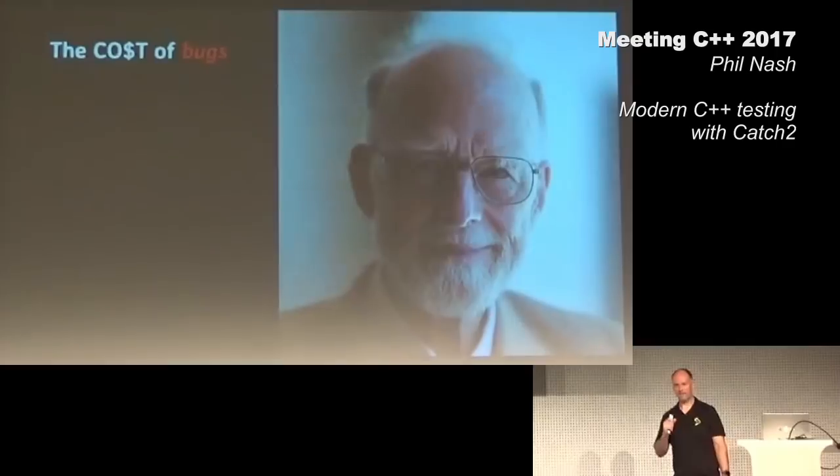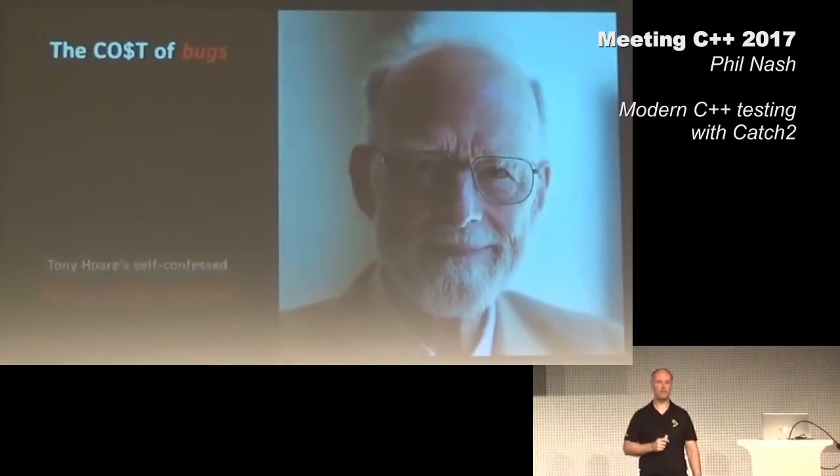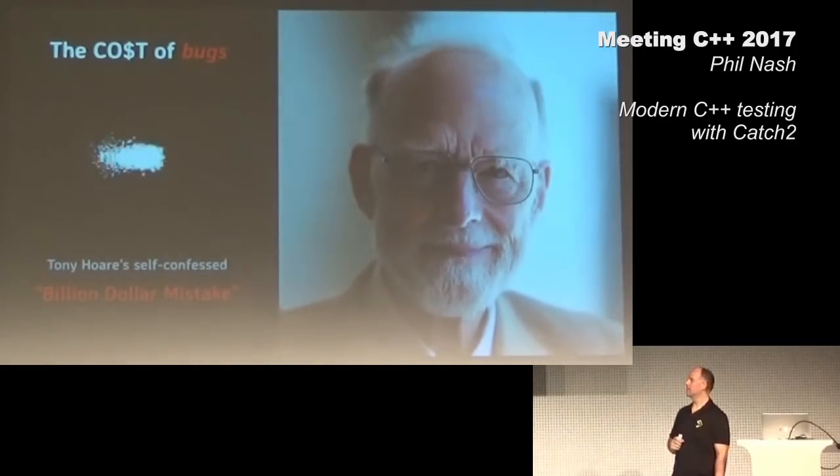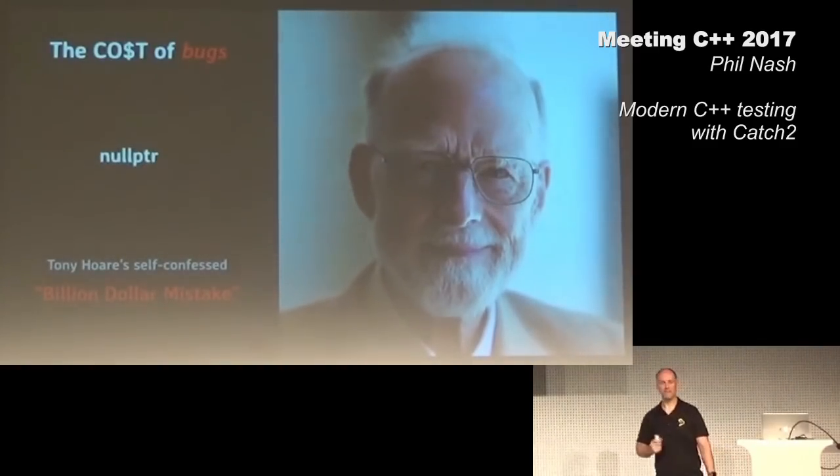You may know who this guy is. This is Tony Hoare, who famously self-confessed to his billion-dollar mistake, which was the invention of the null pointer, or null reference. Yep, he confessed to it.